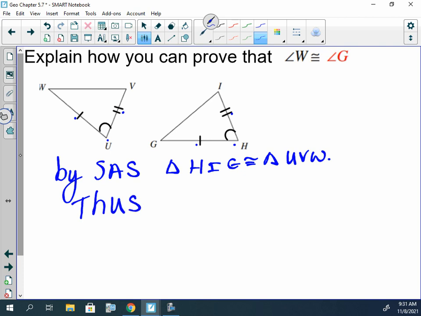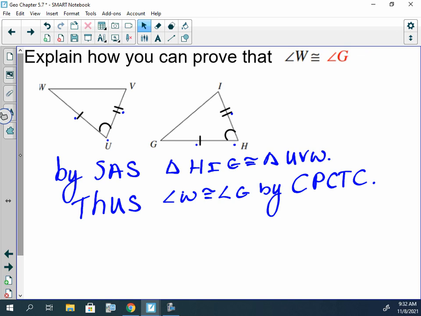Plus, what? Angle W congruent to angle G by CPCTC. Questions on this here?